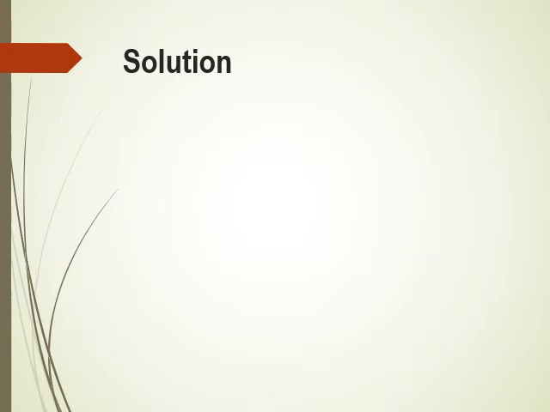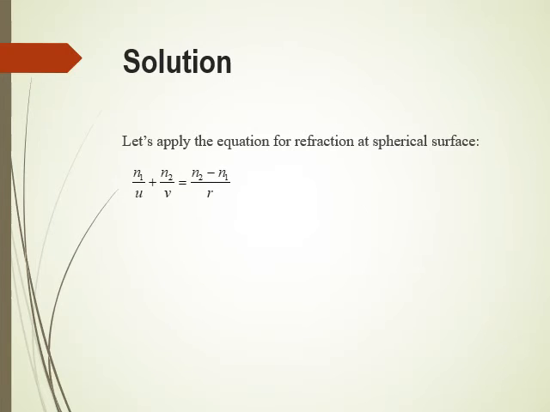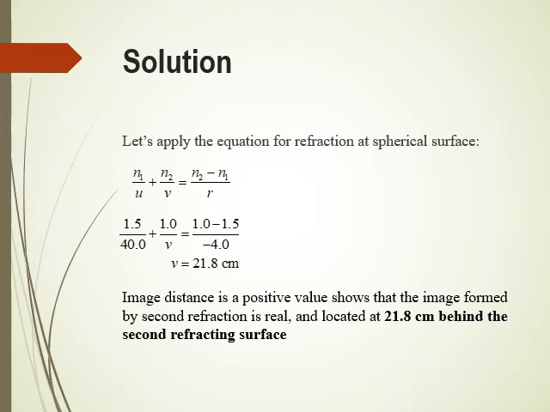Now that we have all of the information needed, let us apply the equation for refraction at a spherical surface: N1 over U plus N2 over V equals N2 minus N1 over R. Substitute the values into the equation and you will obtain V equals 21.8 cm. Once again, the positive value indicates that this image is formed behind the refracting surface. But since you are doing the calculation for the second refracting surface, we say this image is located 21.8 cm behind the second refracting surface.